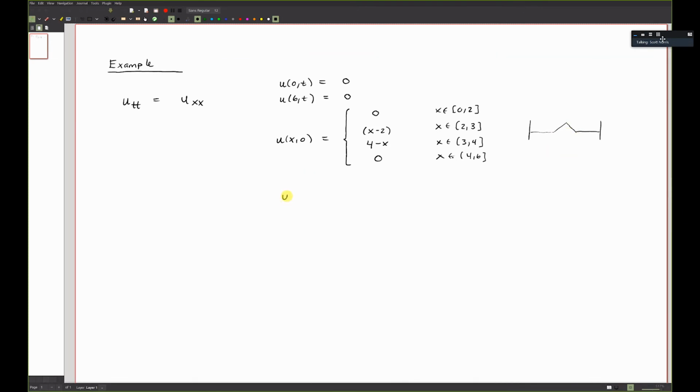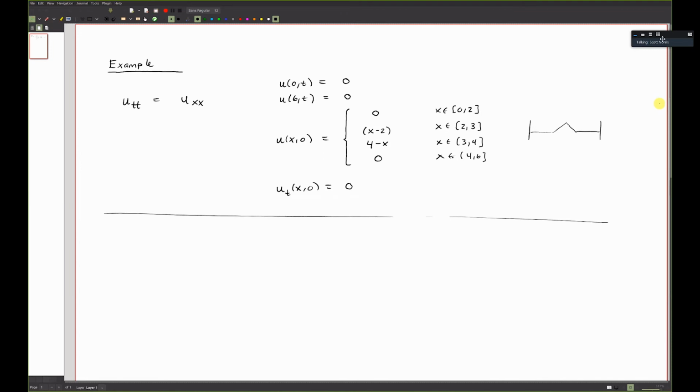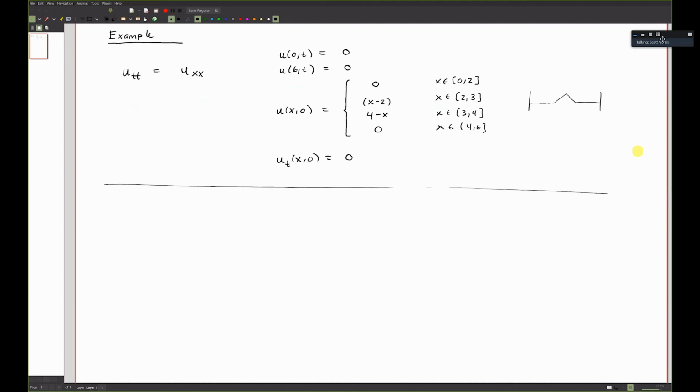And finally, the second initial condition, u_t of x and 0, is also 0. So this is a structurally very simple problem. No forcing function over here, no time dependent boundary conditions, and just a simple initial condition here with no initial velocity. So in terms of the overall structure of the problem, it's pretty straightforward. There are no non-homogeneous boundary conditions. I do not need to split the problem. I can go directly to looking for a transform.